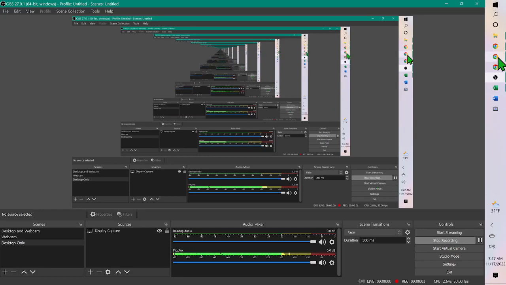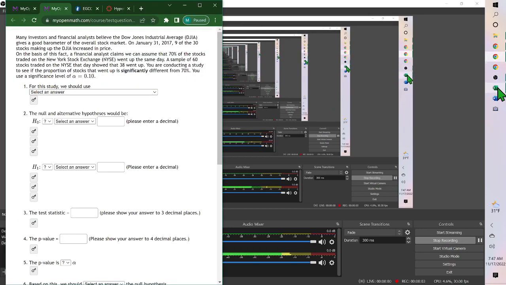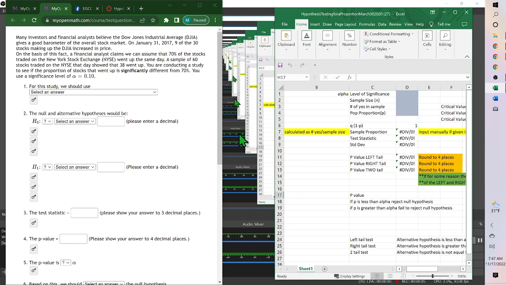Hello. For this problem, it's a proportion, so you want to use the hypothesis test for proportions in the Chapter 9 section. Make this a little bigger.